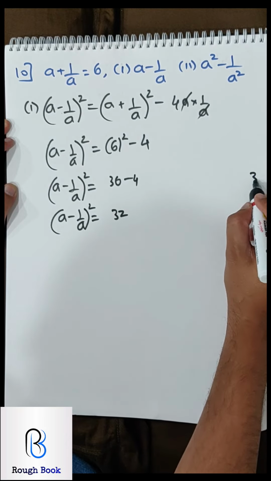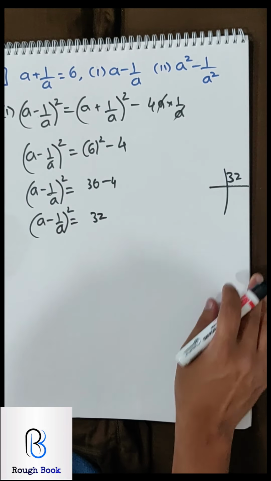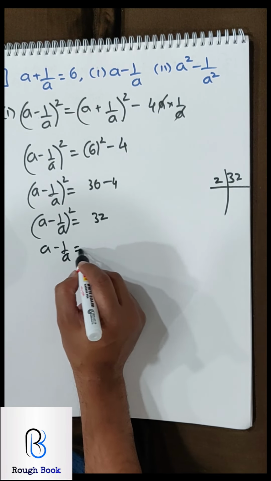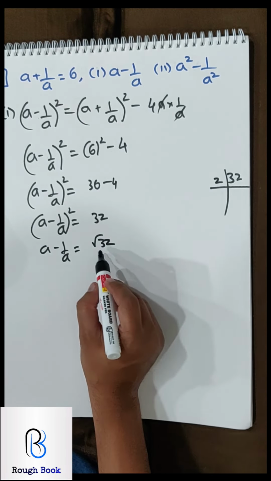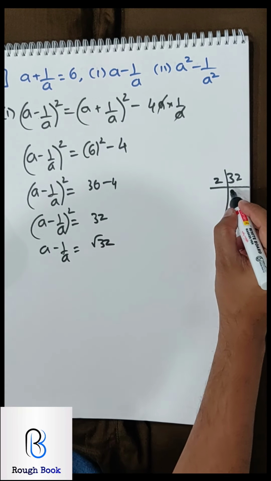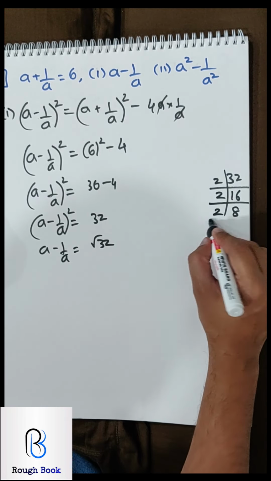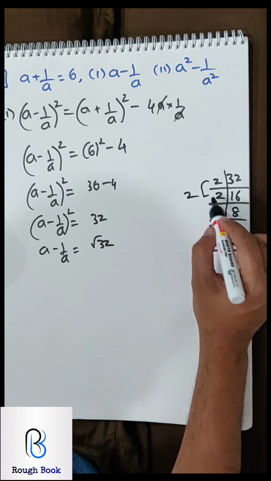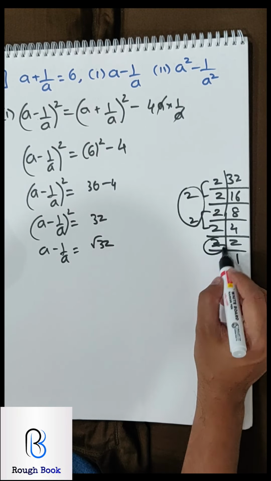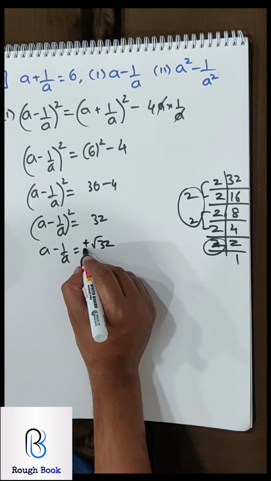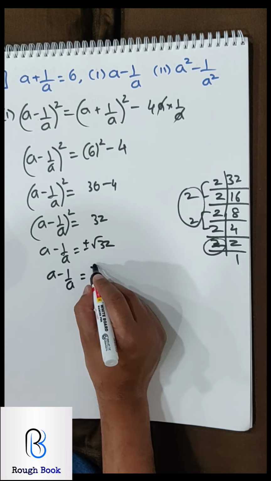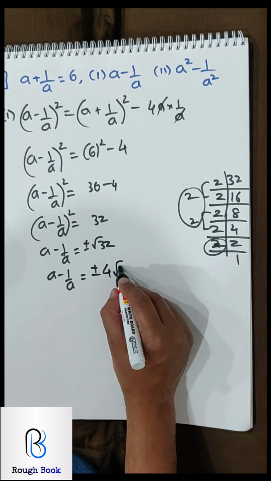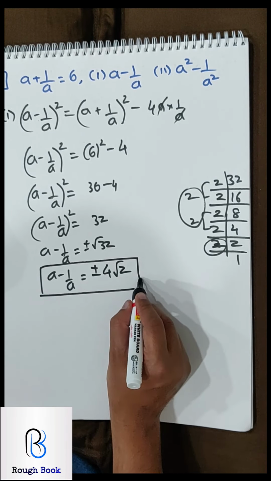Now you'll have to take this. Yesterday, if you remember, when we were doing rational irrational, how to convert surds, because here I'll have a minus 1 upon a as root 32. This is a mixed surd, convert to pure surd. I hope you remember how to convert. So one pair comes out, second pair comes out, so 4. This stays inside. So my final answer will be a minus 1 upon a is plus minus 4 root 2. Don't forget plus minus. This stays inside, so root 2. So I got the first part.